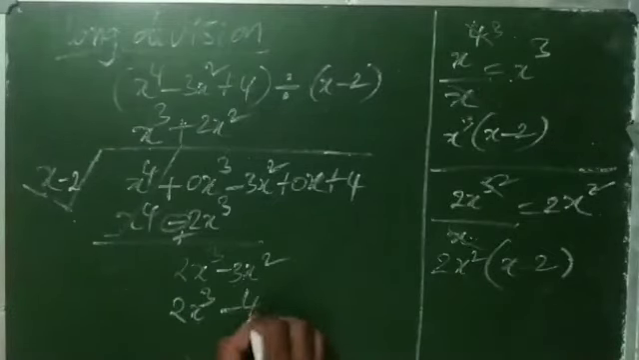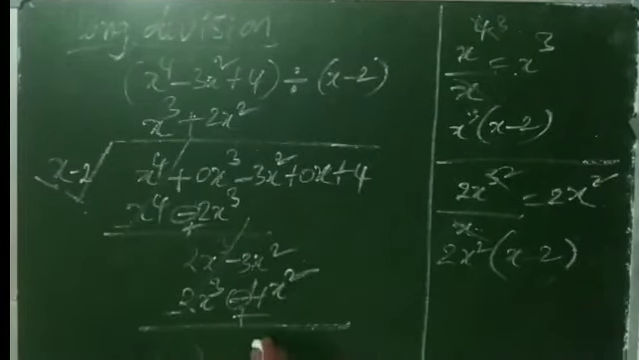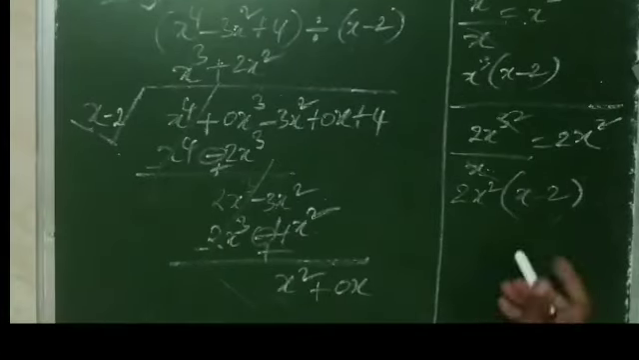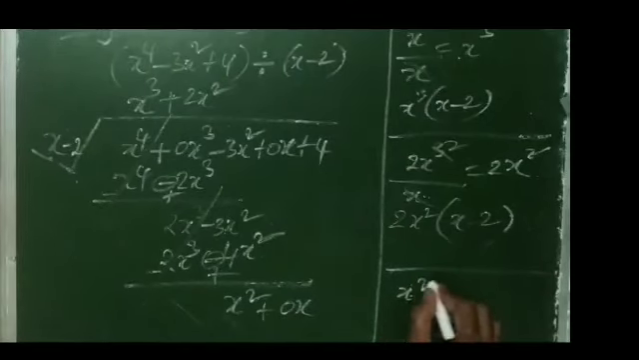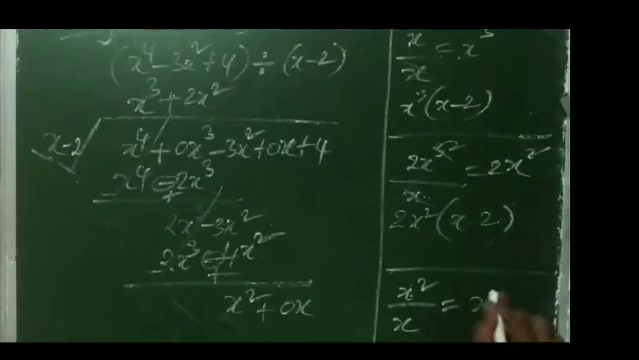Minus 4x square. Now the third step is subtraction, change signs. Now 2x cube gets cancelled, you get 1x square plus 0x. So what is the next step? X square by x, you get x. Yes, write x in the quotient part.